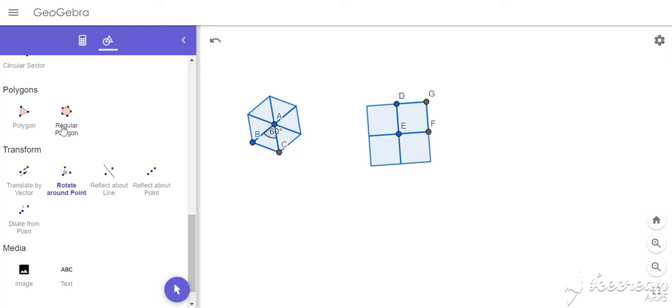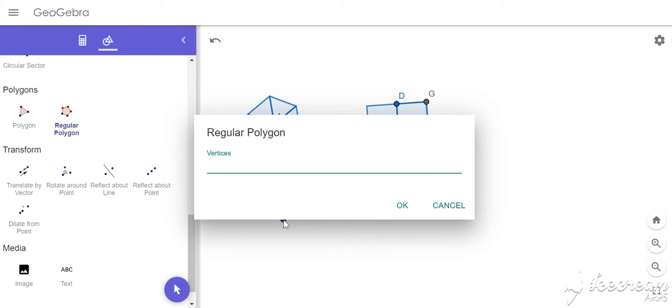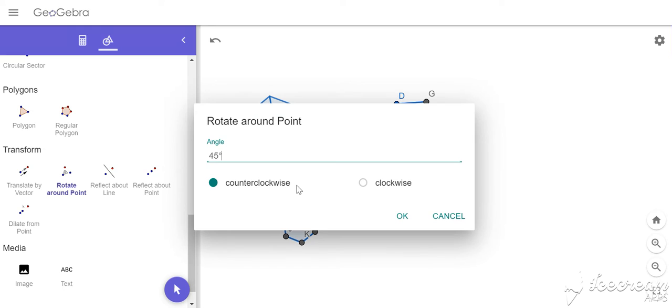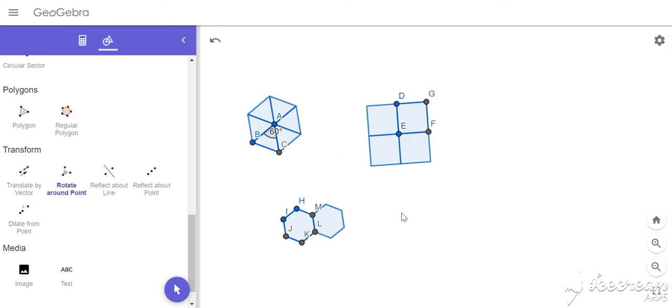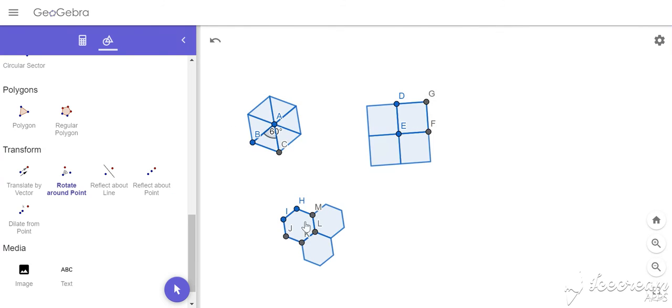So now I want to show you guys the hexagon. There are 6 vertices in a hexagon. You'll do the same thing as before, rotate around the point. I'm just going to select M, and then for a hexagon, the interior angles are 120, so I'm going to rotate it that much, and I'm going to select it again, select L, and you get the drift. Just keep doing it until everything is all filled in.